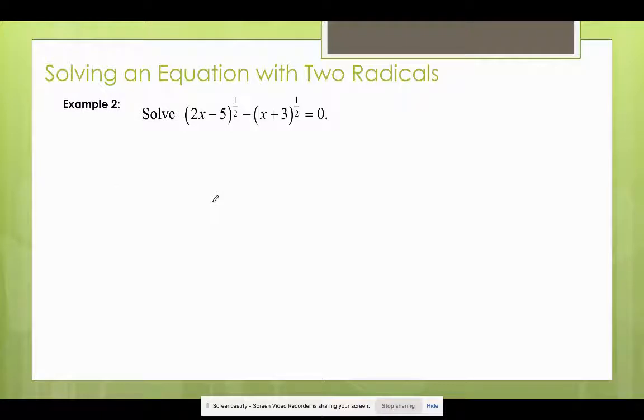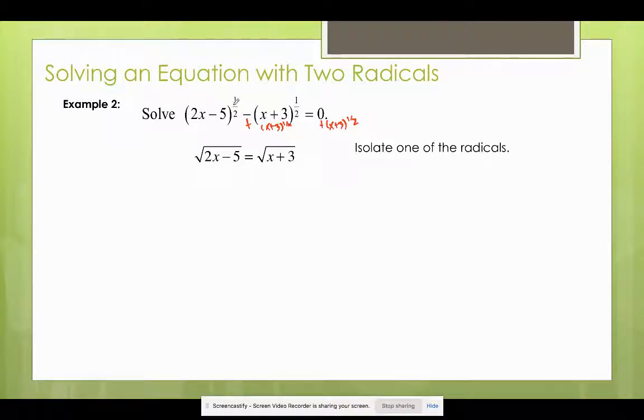All right, next one here. This one has 2 radicals. So what we want to do is isolate one of them, basically. Okay, so move one to the other side. So we're going to add that (x + 3) to the 1/2 to both sides. All right, so now we have a radical on each side.